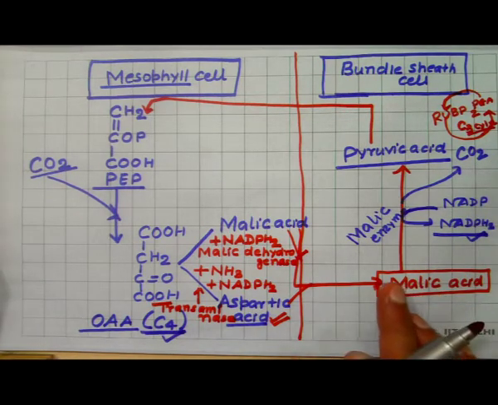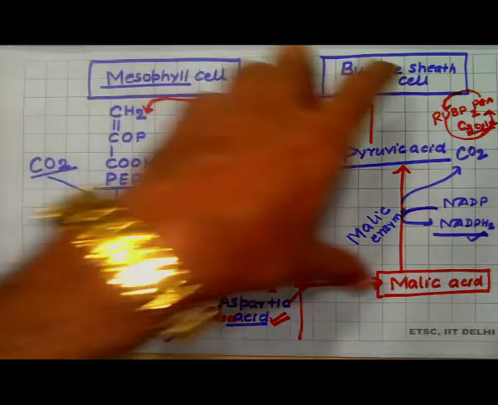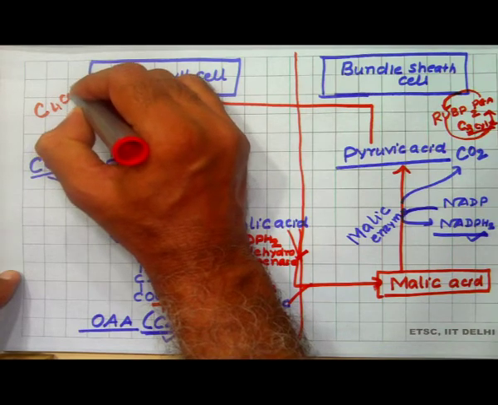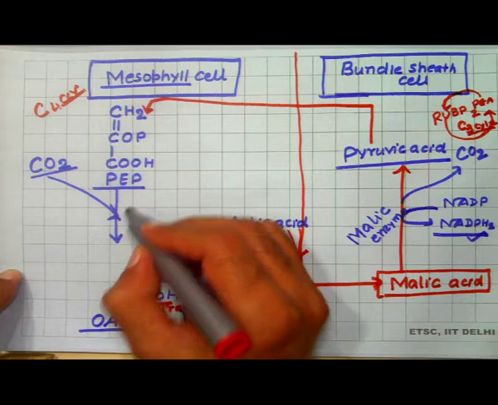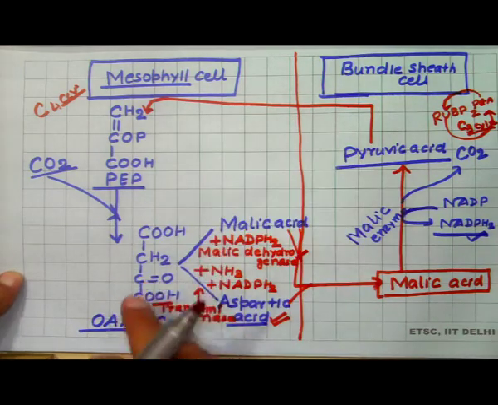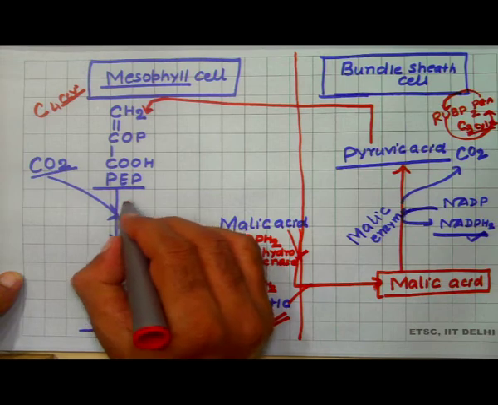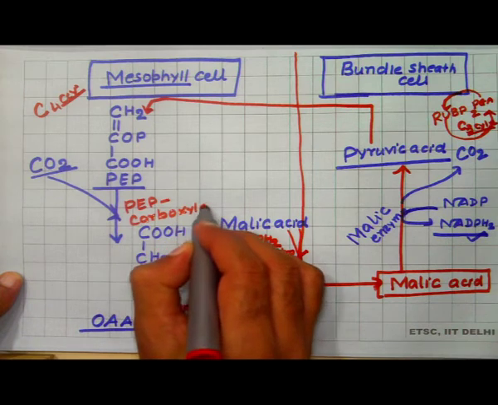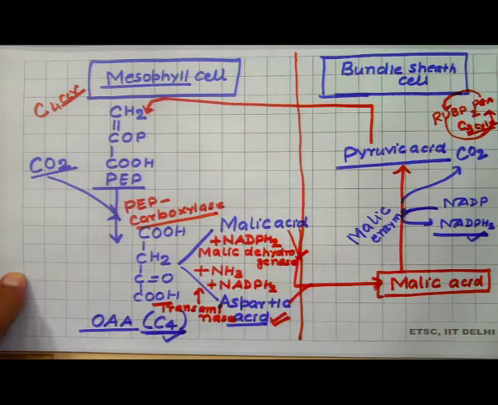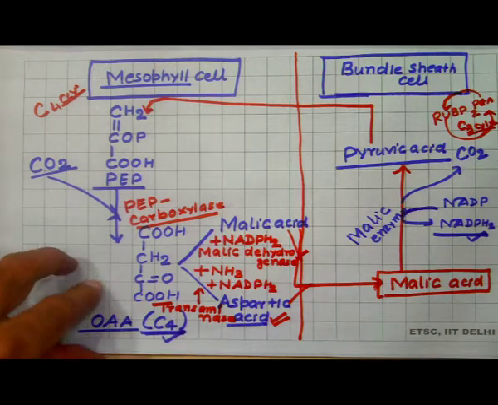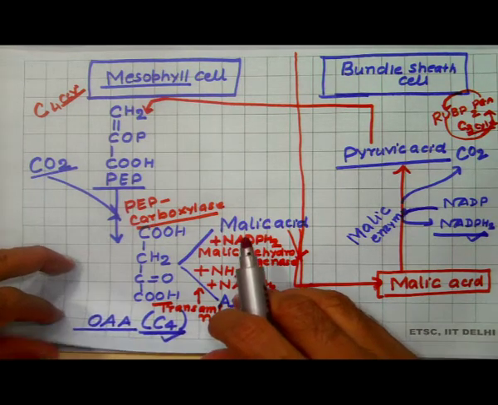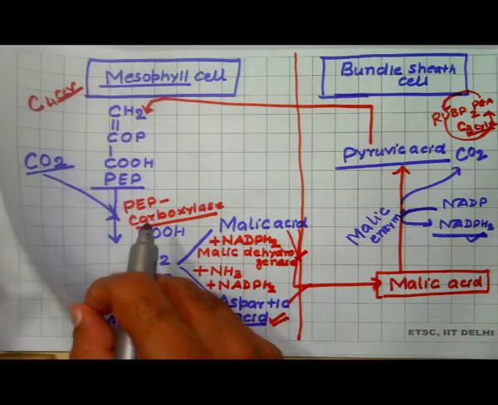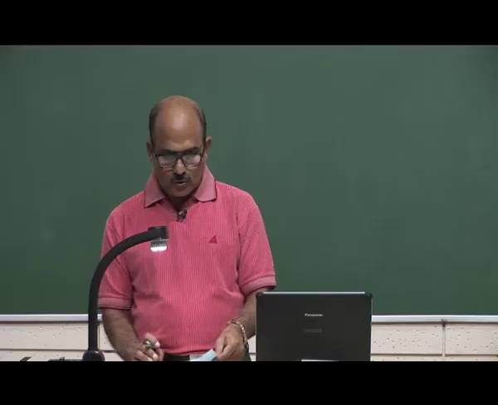In another word, we can say that both the bundle sheath cell and mesophyll cell are involved in the C4 cycle, and the enzyme for when PEP is converted into oxaloacetic acid is called PEP carboxylase. So, the C4 cycle involves both mesophyll cell and bundle sheath cell, and the first stable product is oxaloacetic acid. So, this one is called the C4 cycle.